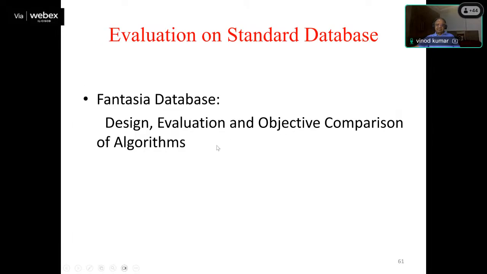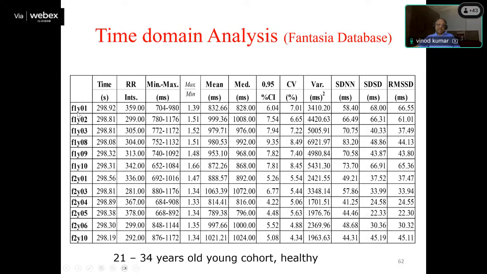These are the results. We tested all our HRV applications or developments. We had the Fantasia database. This is basically to compare the various algorithms. They have given this database. Now, Y indicates young. So FLY01 is the first young candidate, then second, third, fourth. So we similarly calculate the RR interval time. This is for 5 minutes, roughly 300 seconds.